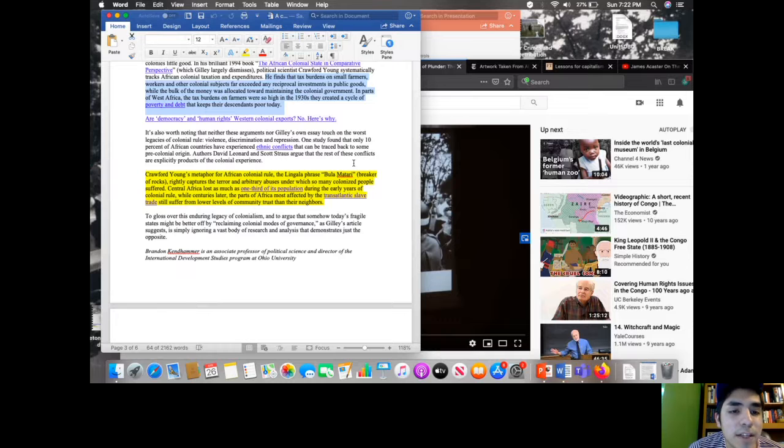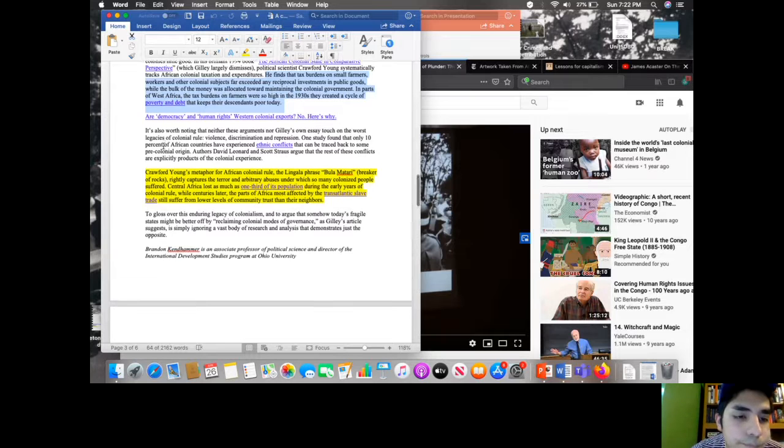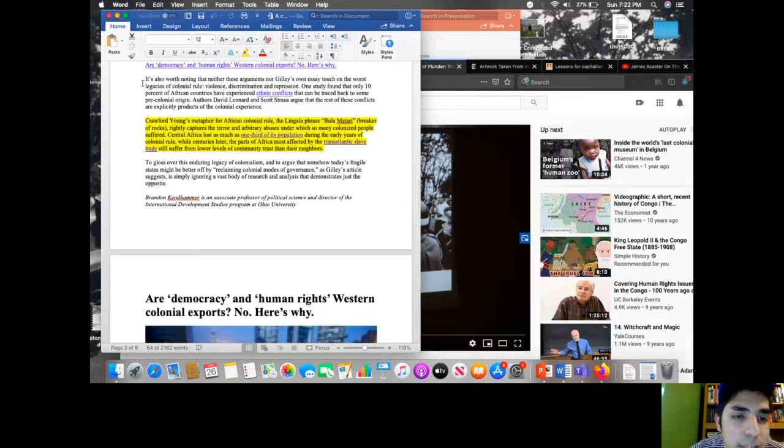In parts of West Africa, the tax burdens on farmers were so high. So basically, the colonial state was set up as an extractive state, aimed at extraction. That was the objective. It's also worth noting that neither of these arguments is a given. One study found that only 10% of African countries have experienced ethnic conflicts that can be traced back to some pre-colonial origin.